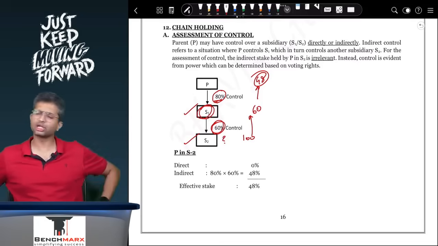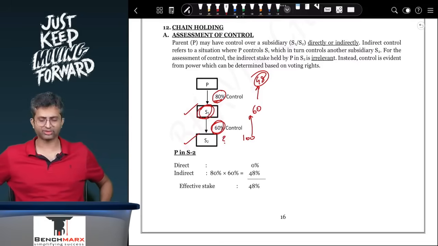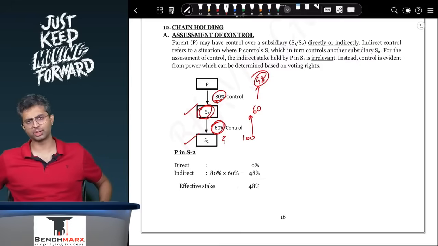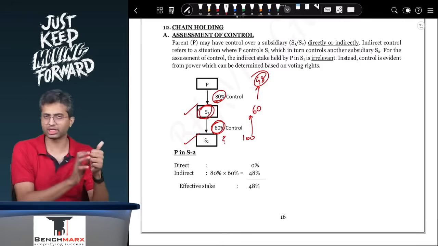But sir, is there still control? Yes, because if there is land of subsidiary 2 which has to be sold, the parent by virtue of its 80% stake can order S2 or S1 to vote in a manner it desires, and hence the control still remains. Step 1, you will try to assess control in case of chain holding.